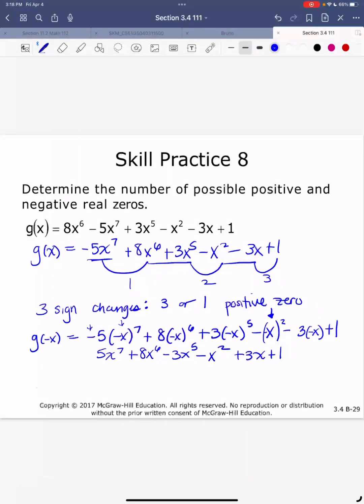Okay, let's look at sign changes. I am positive to start and I stay positive, change to negative. Stay negative, change to positive. Stay positive. I have 2 sign changes, which means I would expect 2 or 0, meaning none, negative zeros. And this is how we use Descartes' rule of signs.